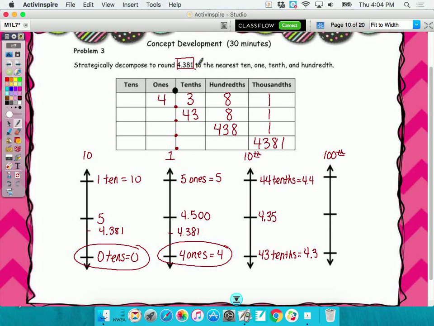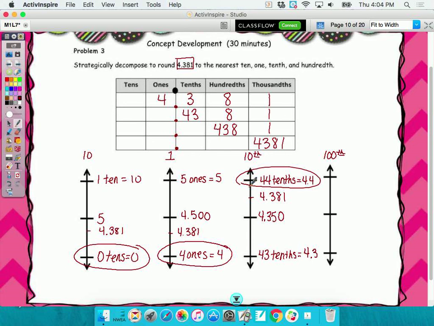I'm rounding a number that goes all the way to the thousands. So I have to put one more digit on my midpoint. 4 and 350 thousandths. 4 and 381 thousandths. 81 is above the midpoint. So rounded to the nearest tenth, the answer is 4 and 4 tenths.